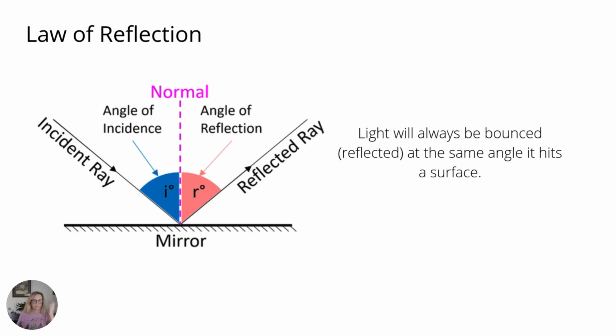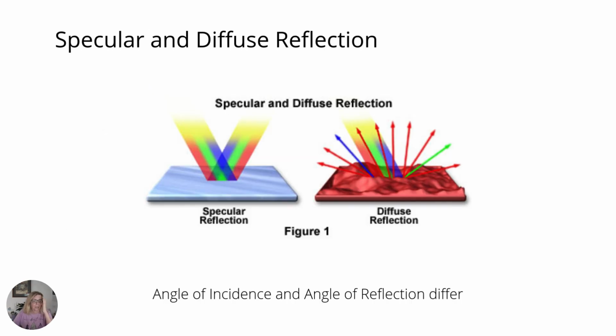So your reflected ray is going to be equal to your incident ray. If you widen your incident ray, then you're going to widen your reflected ray. Okay? Now, those were all on a flat surface. Let's talk about a diffuse surface. So a diffuse or rough surface diffuses light.